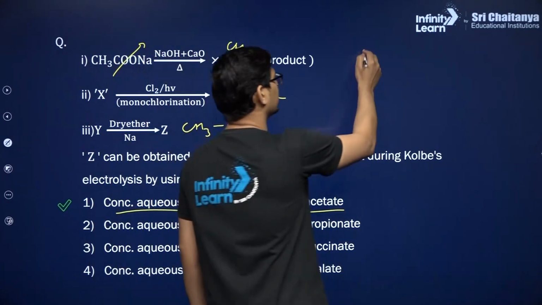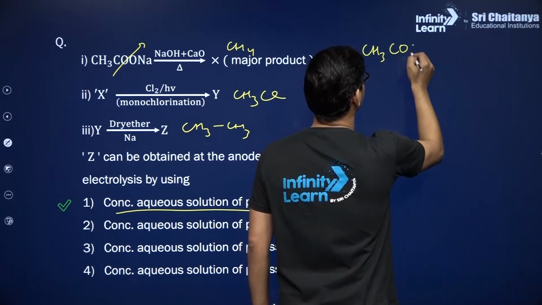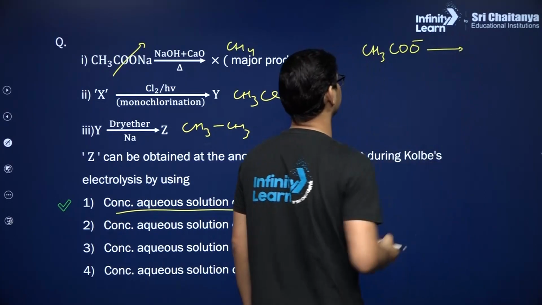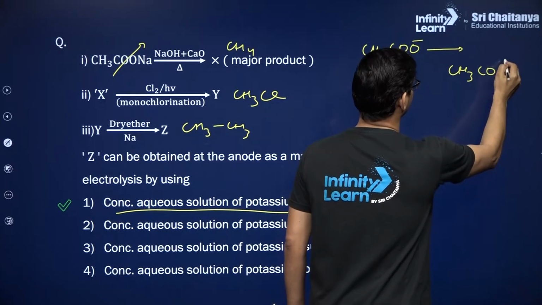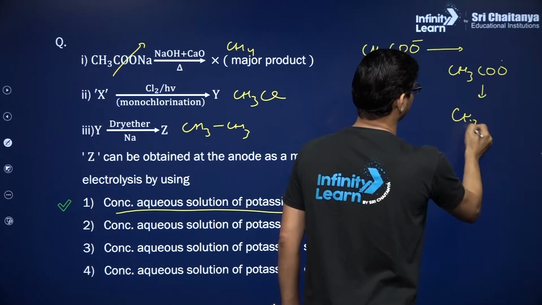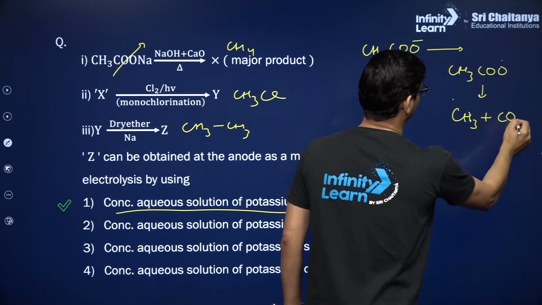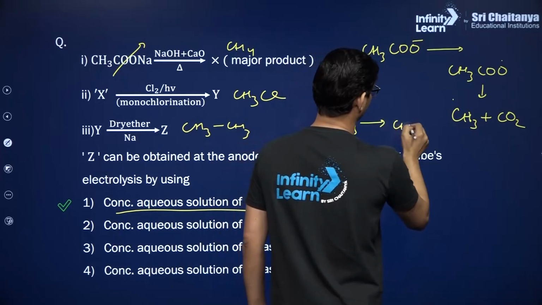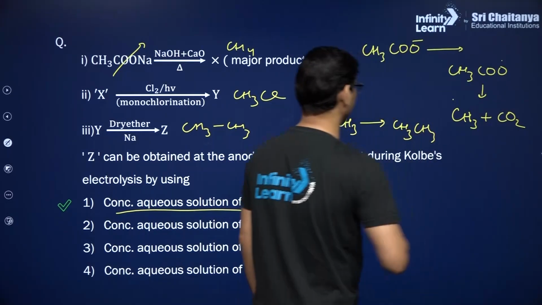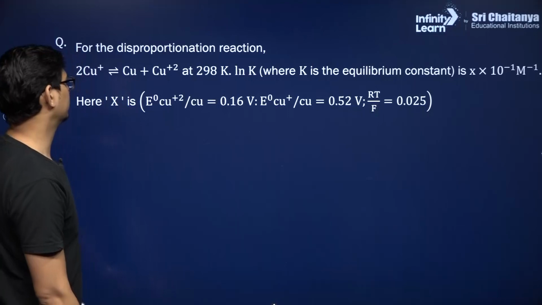Yes, we know that if I take acetate and electrolyze it, that is, if we make it undergo Kolbe's electrolysis reaction, then first it gives a radical, then it gives this, and then two methyl radicals combine, they produce ethane, right? That will be the correct answer.